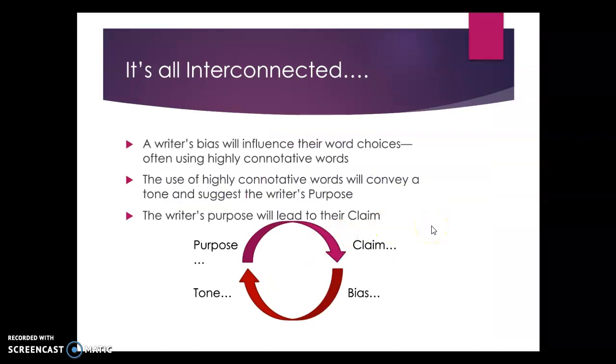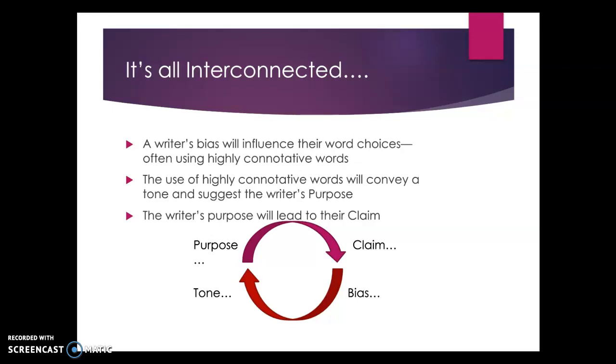And please know it's all interconnected. A writer's bias will influence their word choices. Again, if they're entering a conversation, let's say they're writing on the other side of abortion and they're very much pro-choice, then that bias will influence the word choices that they use when they're writing about abortion, right? And so the use of highly connotative word choices then convey the tone and suggest the purpose. So in other words, if I'm pro-choice and I'm writing this essay, then I'm probably going to use really highly connotative words about a woman's right to choose, which will convey my maybe angry tone at people protesting a Planned Parenthood clinic, and that would be my purpose to convince.